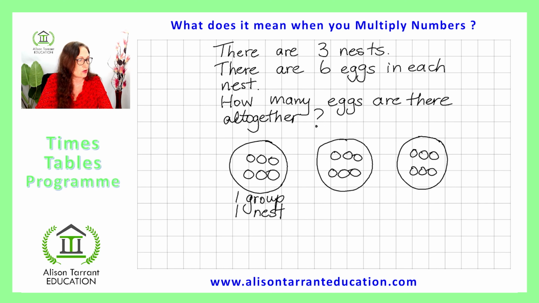So that's how you actually get the 3 times 6 equals 18, because you have 3 groups, 6 eggs in each group, which is a total of 18 eggs. So what's the answer? How many eggs are there altogether? 18 eggs.